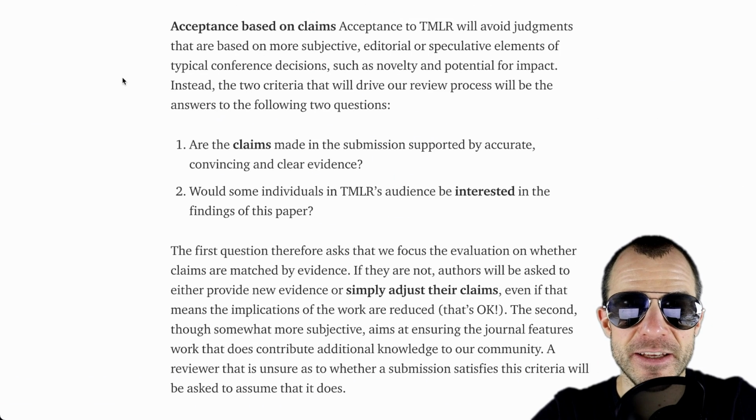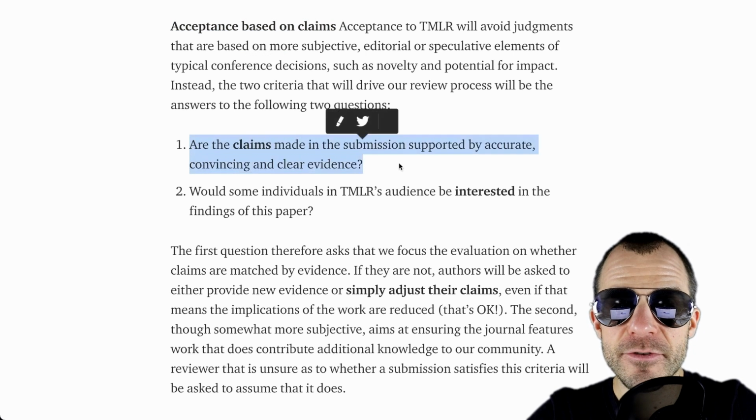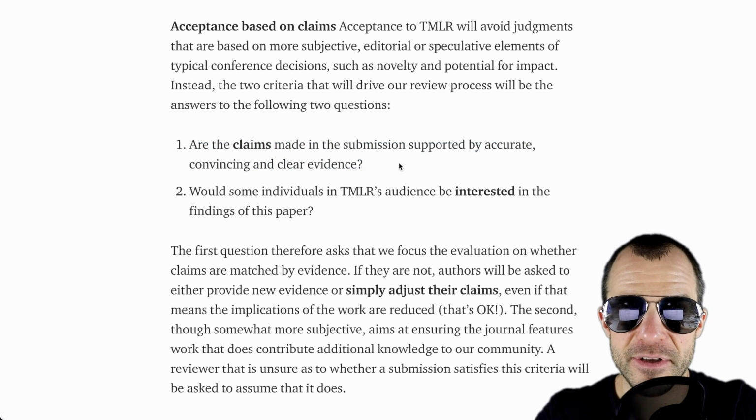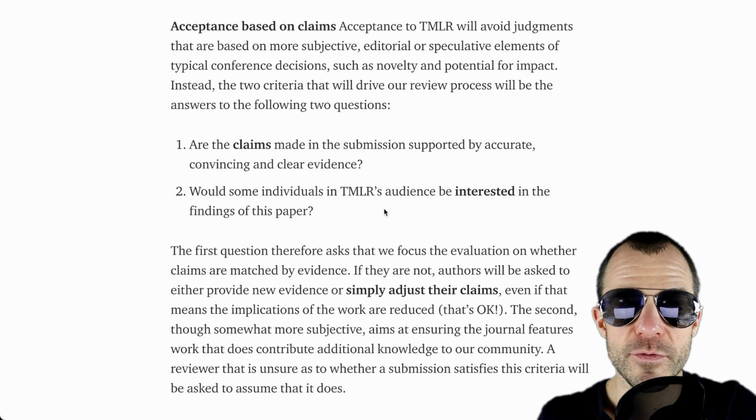Another big change is that the journal claims that it will accept based on claims. So the main criteria are: are the claims that you make in the paper substantiated by evidence? Another criteria is if some individuals of the audience would be interested in the findings of the paper. So this means not every paper has to be complete state of the art now, and also doesn't have to be novel. They explicitly mention that these things are more in the subjective domain, like novelty and potential impact and things like this, and can be separated from more objective claims like, do you support the claims you make?